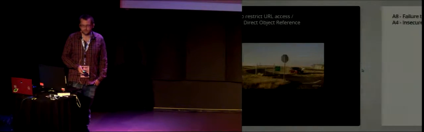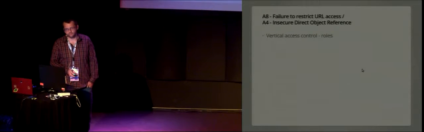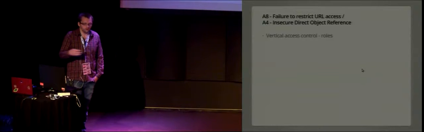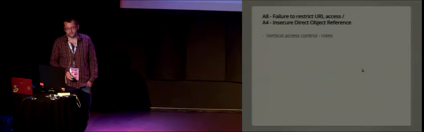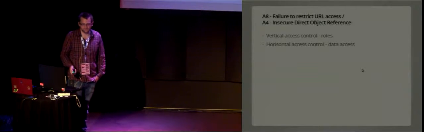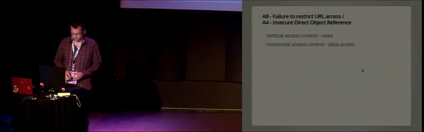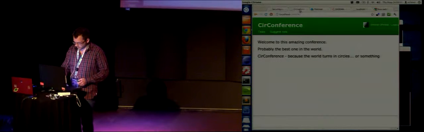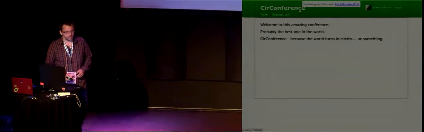The next thing is failure to restrict URL access and insecure direct object reference. And these are, I've combined two points here because they're very related many times. I'll define two things first. There's vertical access control, which means are you an admin or are you a normal user or are you anonymous? And then there's horizontal access control, which means data access. And to show you this stuff, I'll show you a small little demo app that I made, which looks terrible.